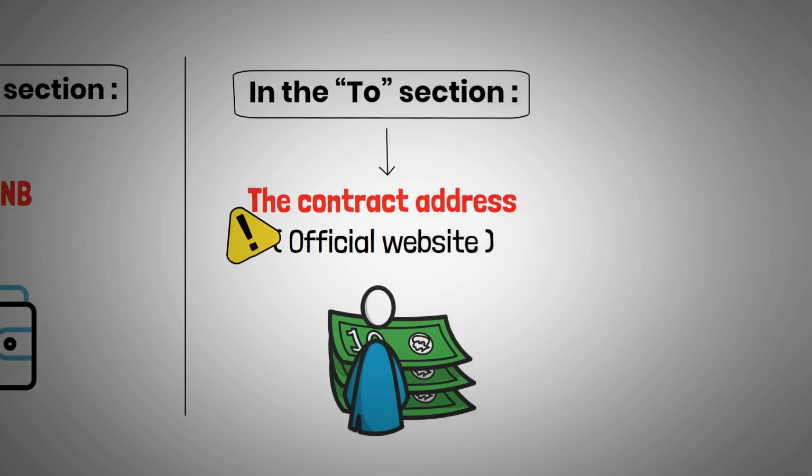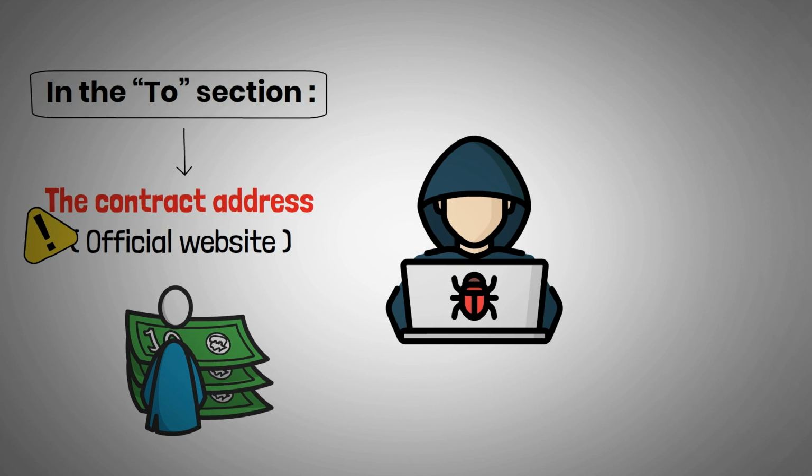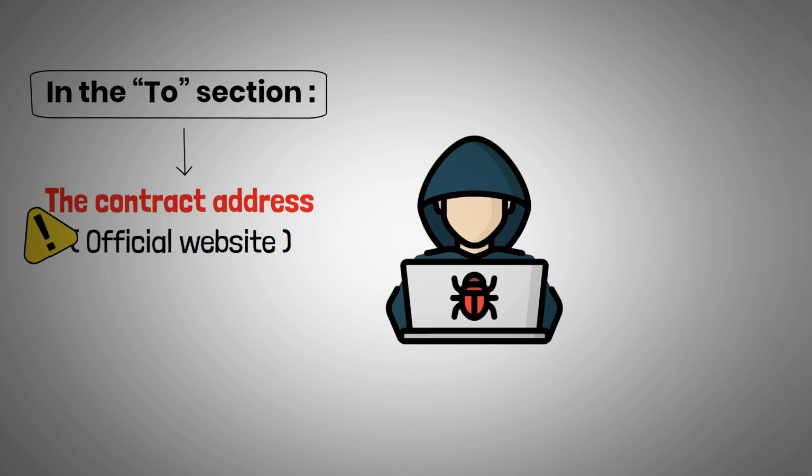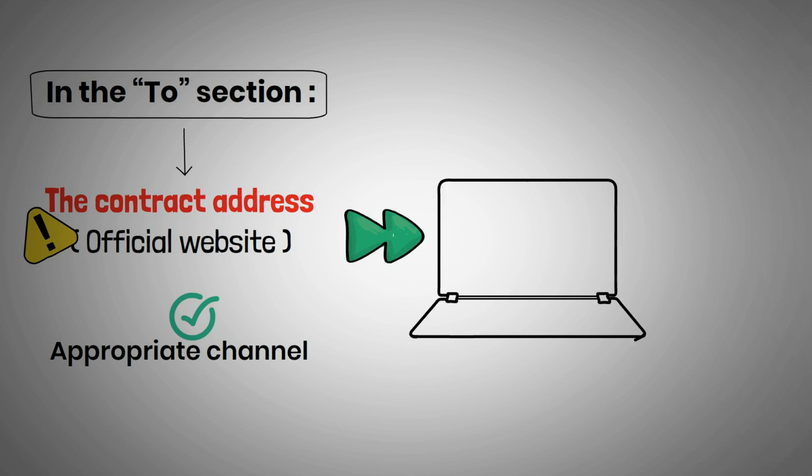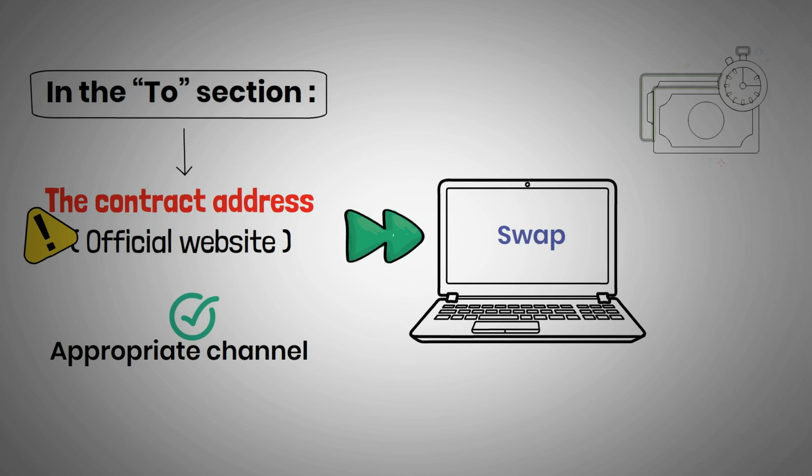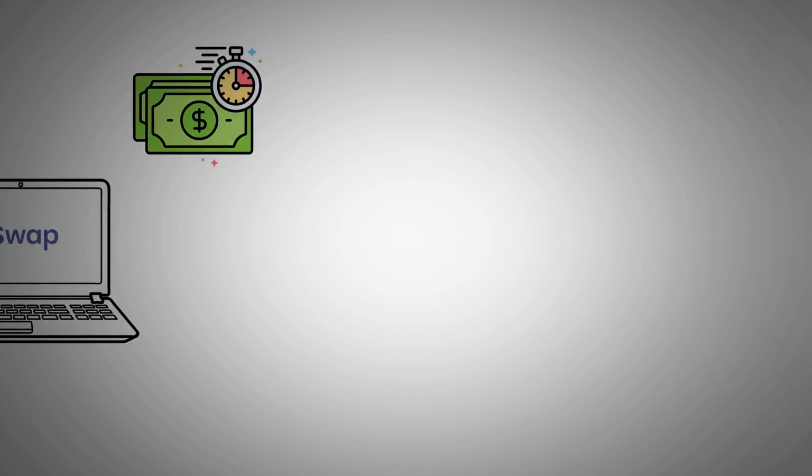However, be very careful of all the scams that people put in with contract addresses. Make sure that the contract address is selected from an appropriate channel. As you are done adding the address, proceed to tap on Swap to carry out this transaction. However, there is another important metric that needs to be looked at before initiating the transfer.